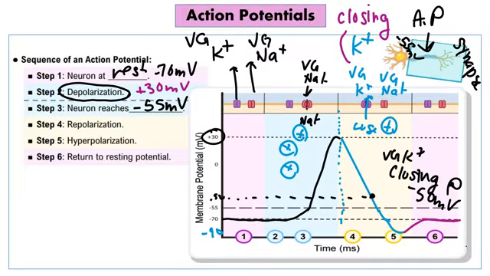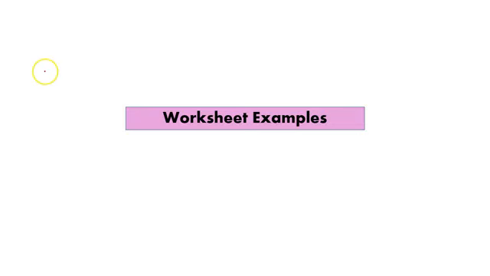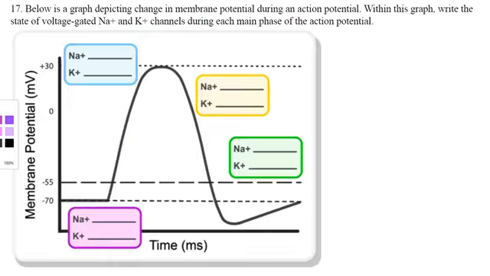Let's go ahead and get a worksheet example of this, just so we can see another version of us writing down information on a graph itself. All right. Below is a graph depicting change in membrane potential during an action potential. Within this graph, write the state of voltage-gated sodium and potassium channels during each main phase of action potential.